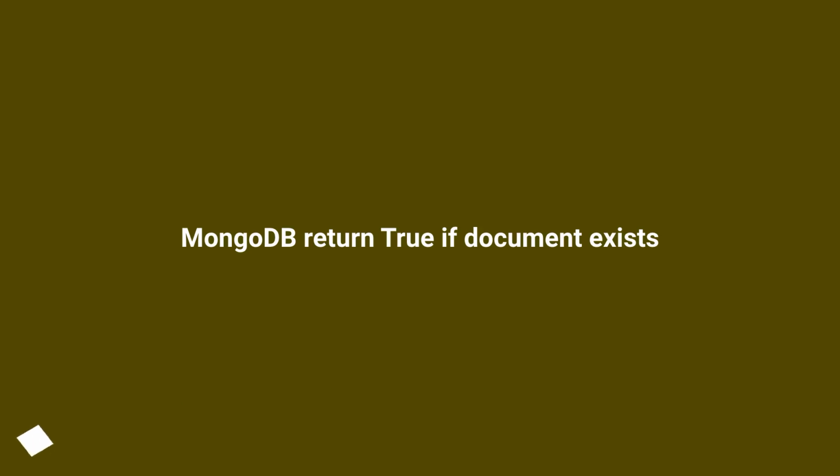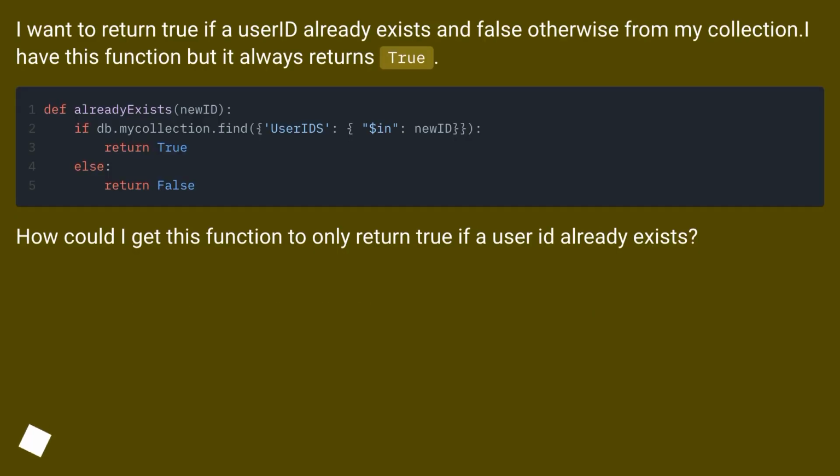MongoDB return true if document exists. I want to return true if a user ID already exists and false otherwise from my collection. I have this function but it always returns true. How could I get this function to only return true if a user ID already exists?